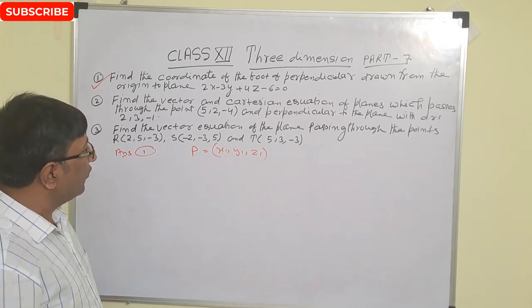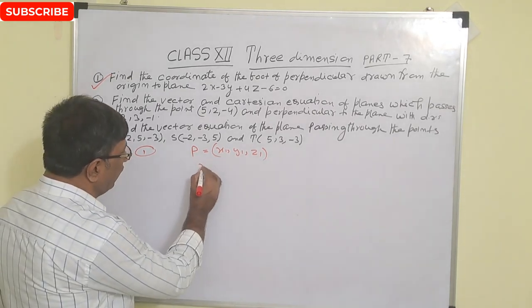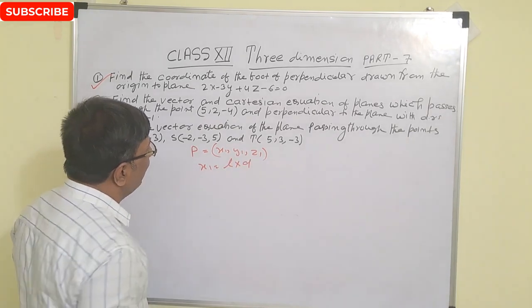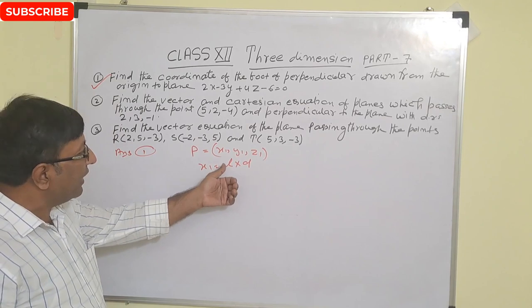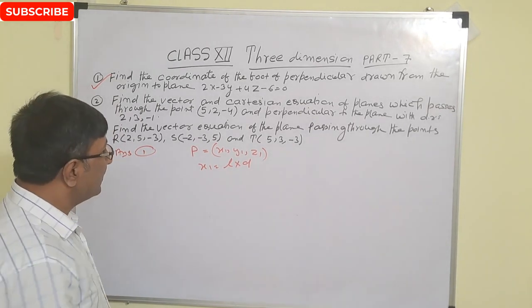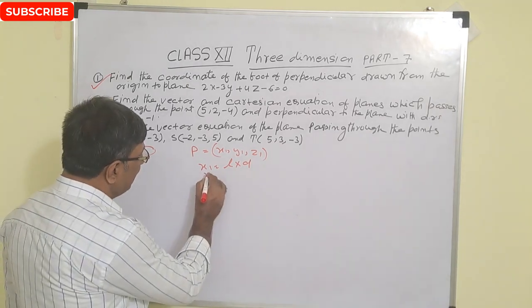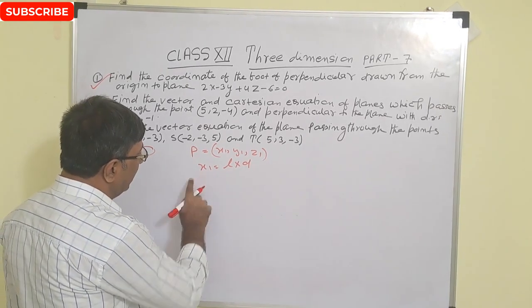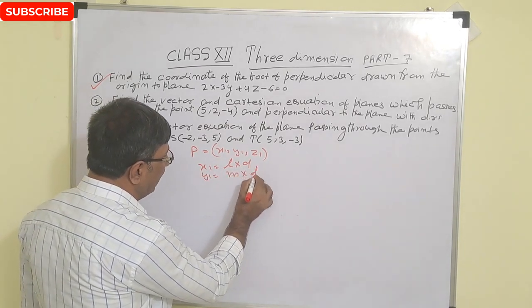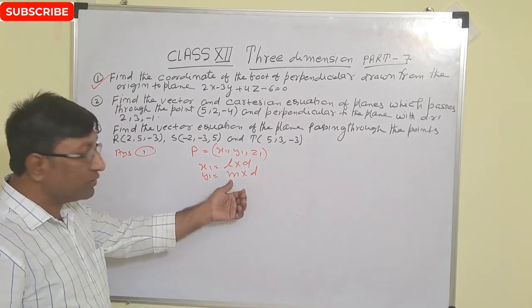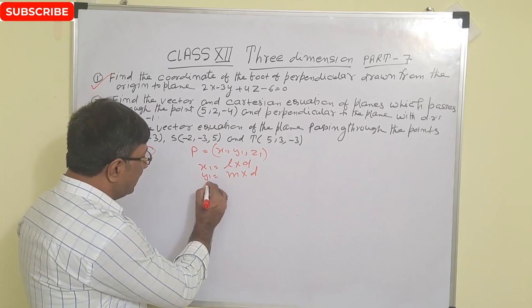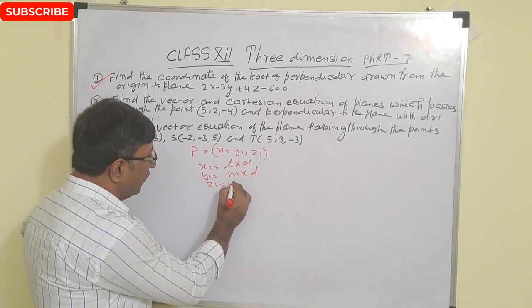So what is the formula? You can write x1 equal to L into D. L is the direction cosine and D is the distance. Now we have to find y1. So y1 equal to M into D. Again, M is the direction cosine and D is the distance. In the same way, z1 equal to N into D.